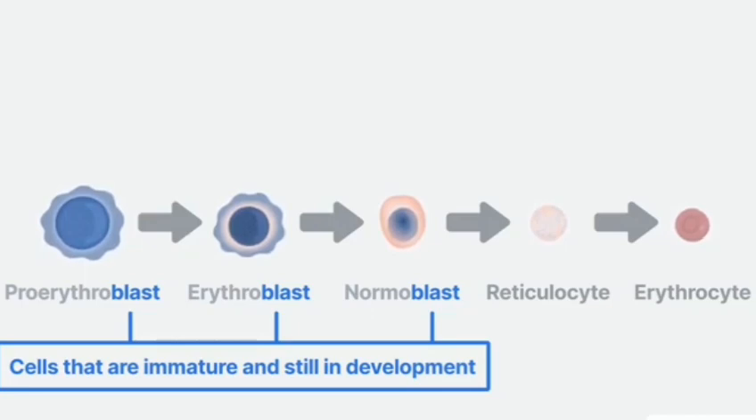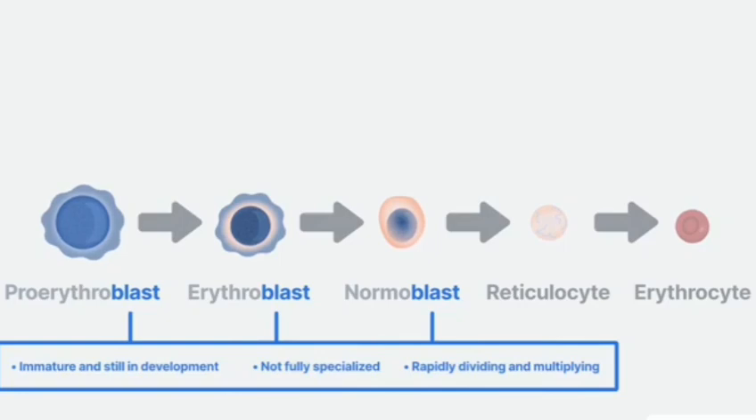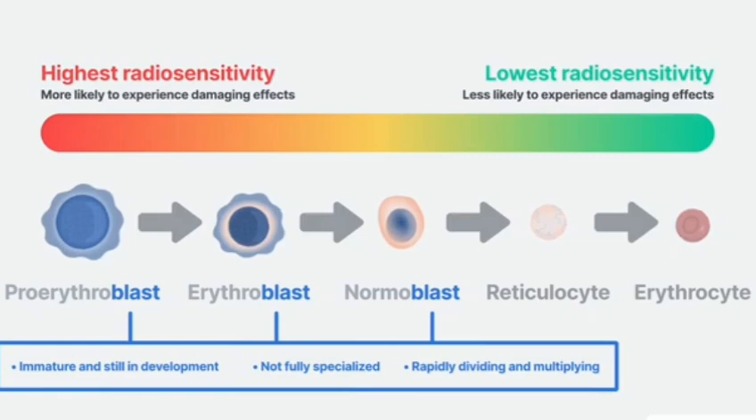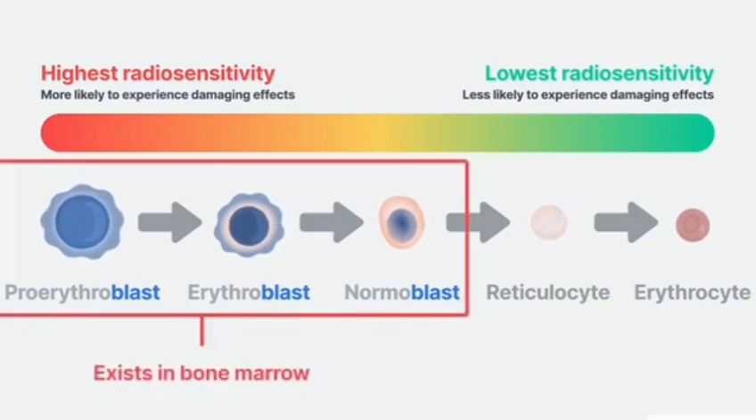Notice that proerythroblast, erythroblast, and normoblast all have the suffix blast in the name. The suffix blast refers to cells that are immature and still in development. They are not fully specialized and they are rapidly dividing and multiplying. These immature blood cells are all very radiosensitive. That is, they're very prone to death and mutation from radiation exposure. These cells all exist in the bone marrow, which is why marrow is considered very radiosensitive.